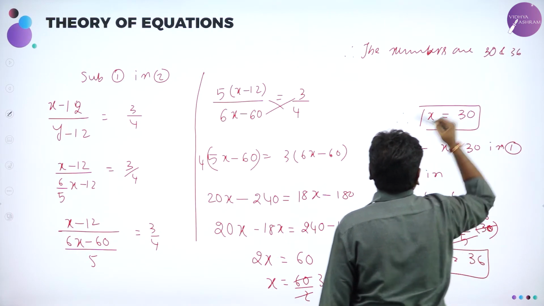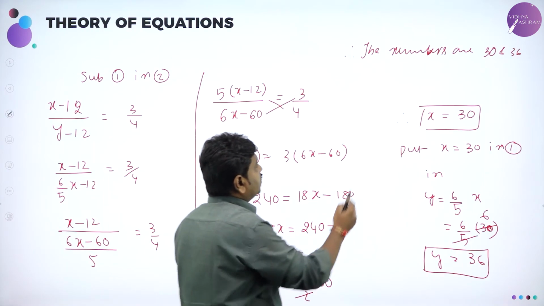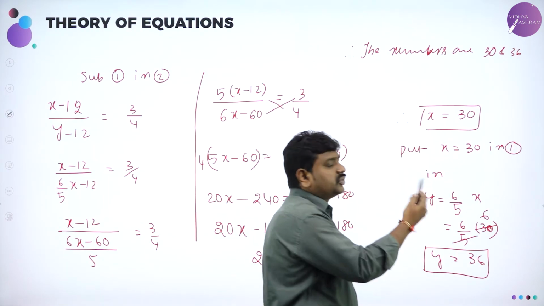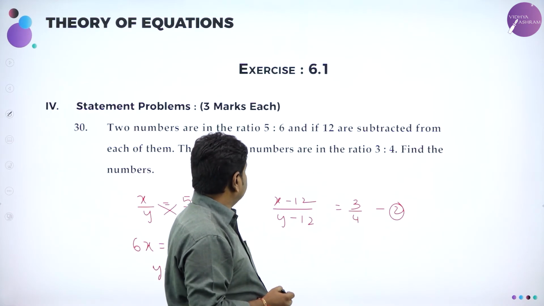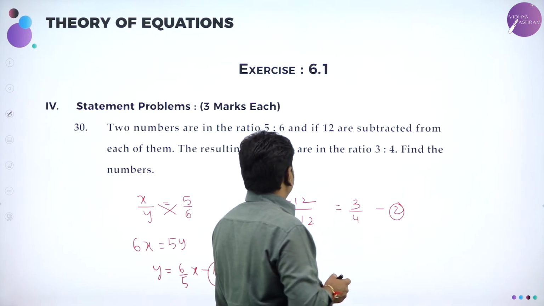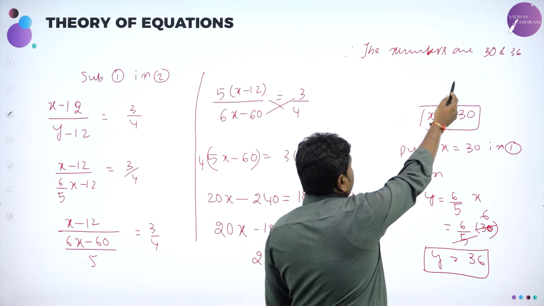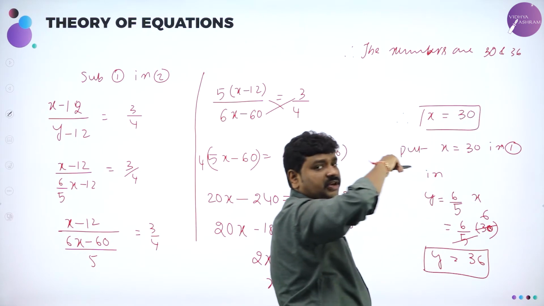Definitely, if you take the ratio, 30/36 gives you 5/6, and 36 minus 30 gives you 12. The difference between the numbers should be how much? The resulting difference should be 12. Sorry, so if you subtract 12 from the first and second, and take the ratio, you'll get 3/4.